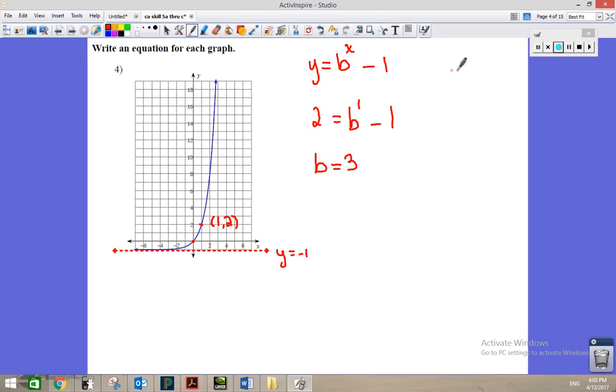Well, that agrees with our idea that b was bigger than 1 because it's increasing, it's going up. So I believe that the equation for this graph is 3 raised to the x power minus 1, because that graph got pushed down 1 unit.